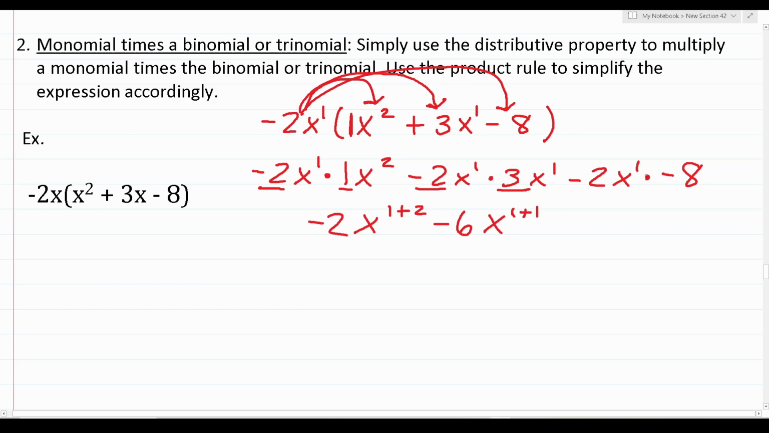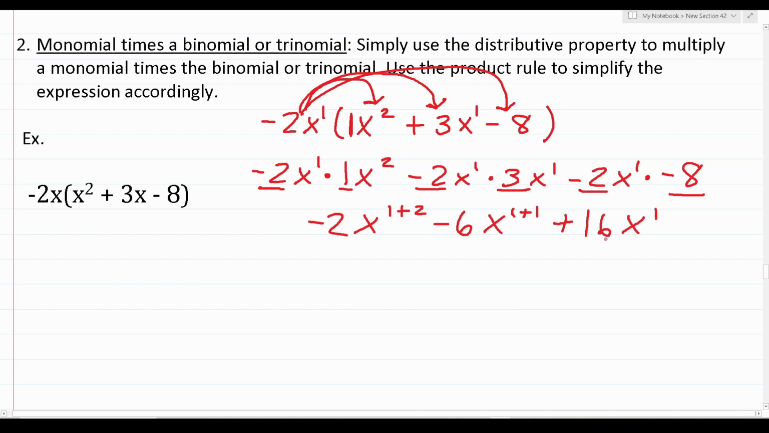And then let's do this final one now. Again, multiply the coefficients first, notably negative 2 and negative 8. A negative times a negative is going to be a positive. So this is going to become positive 16. There's nothing to multiply this x by, so this just becomes x to the 1.